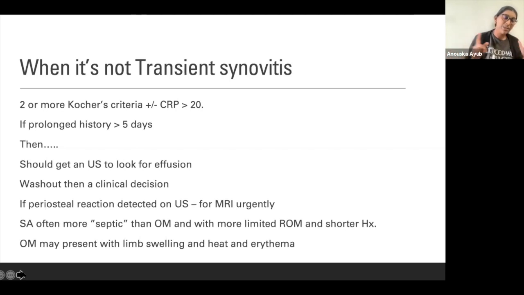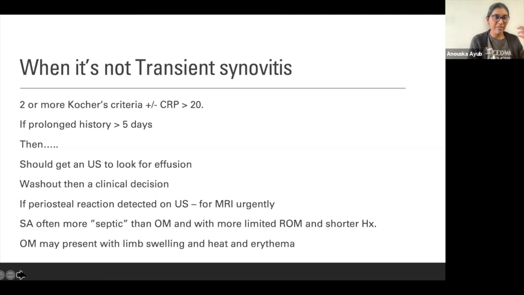So as we said before, transient synovitis is one or less Kocher's criteria always. Two or more Kocher's criteria and then throw in a CRP of over 20, you can't call that transient synovitis. You have to try pretty hard to prove that that's not septic arthritis. So if there's a prolonged history of over 5 days, I would not settle for transient synovitis. I would be trying to prove that it's not septic arthritis.